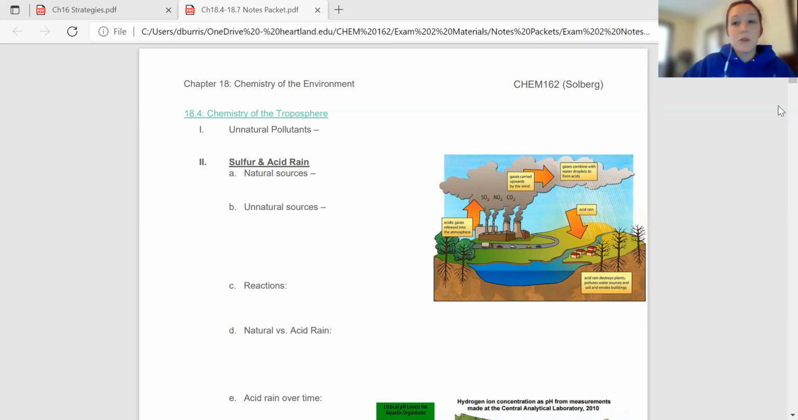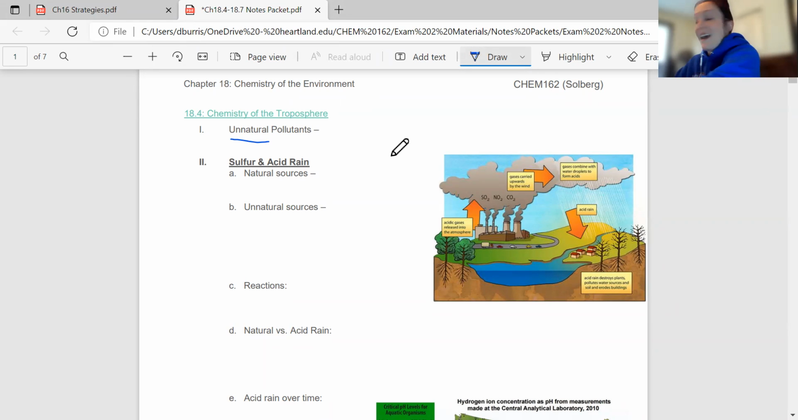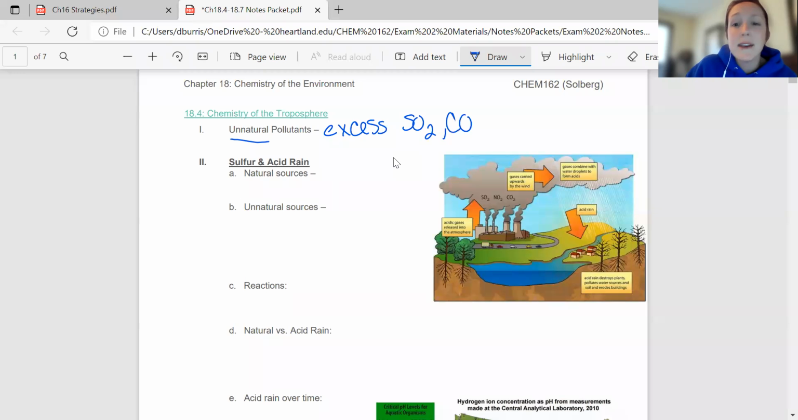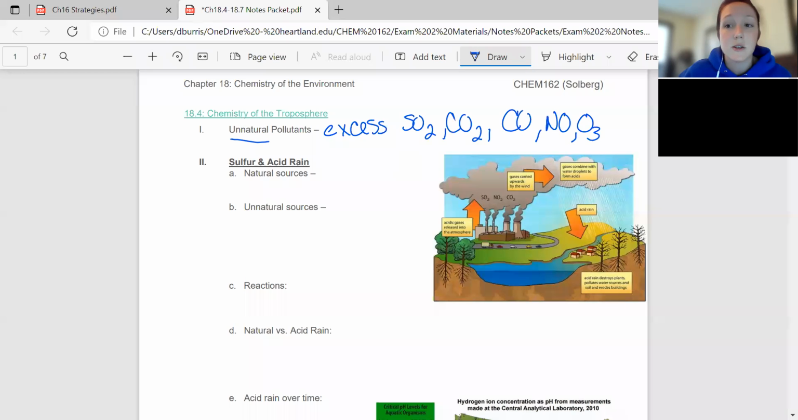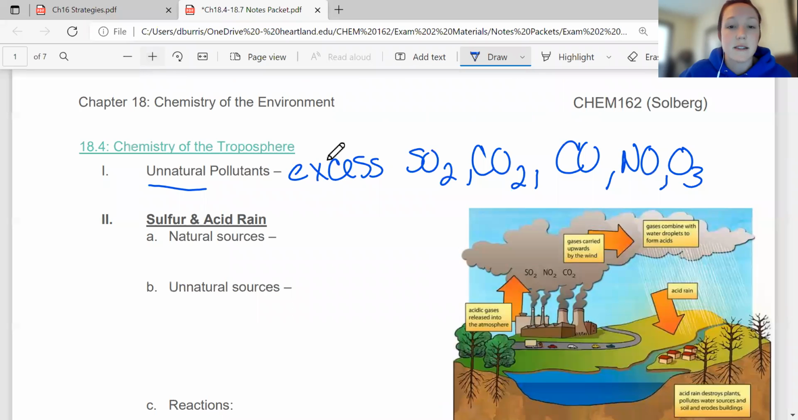So there are pollutants that are because of human activity, and I would call those unnatural pollutants. These are usually an excess of the stuff. We've made too much excess SO2, carbon dioxide, which you should be familiar with, carbon monoxide, nitrogen monoxide, and extra ozone, which might surprise you a little bit. So these are all unnatural pollutants. Now, some of them can be made naturally, but we've made an excess of most of these.